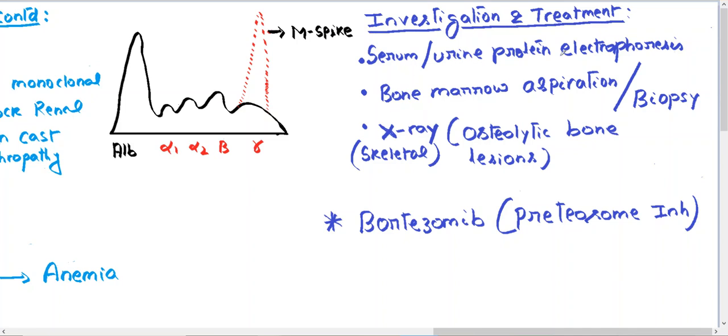Okay, and when you do a bone marrow aspiration, you will see more than 10% plasma cells, and bone marrow biopsy is confirmatory for multiple myeloma. And of course, when you do the skeletal X-ray, you would see the osteolytic bone lesions. And what is the treatment we give? We give a proteasome inhibitor. This is a drug which will inhibit the proteasome, and this drug causes apoptosis of the multiple myeloma cells. So hence it is effective in multiple myeloma.